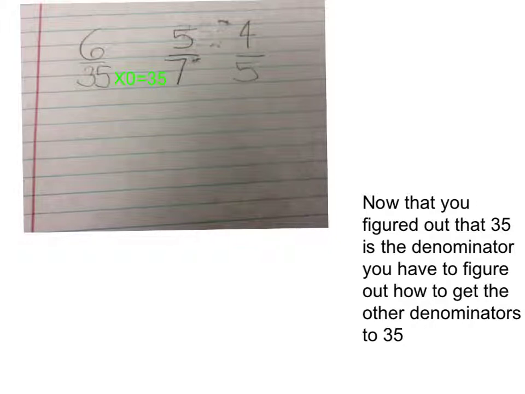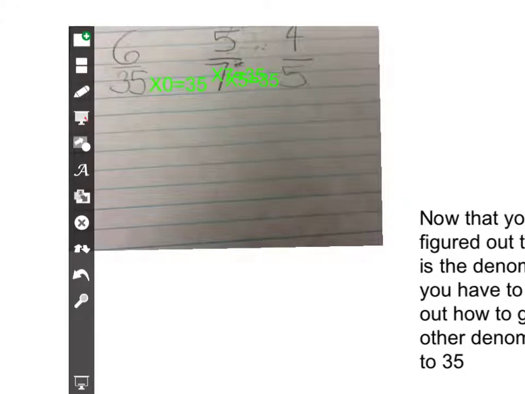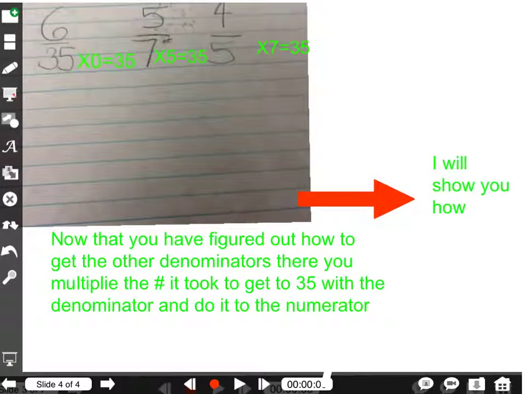Now that you figured out 35 is the least common multiple, you have to figure out how to get all the denominators from their original number to 35. Look, mine is like messing up. That's crazy. You get 35 to 35 by multiplying it by 1. You get 7 to 35 by multiplying it by 5. You get 5 to 35 by multiplying it by 7.